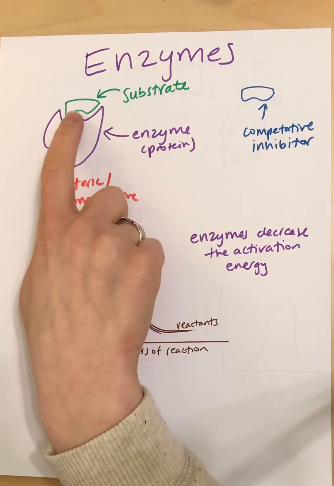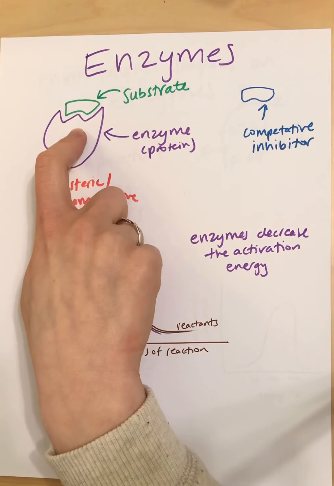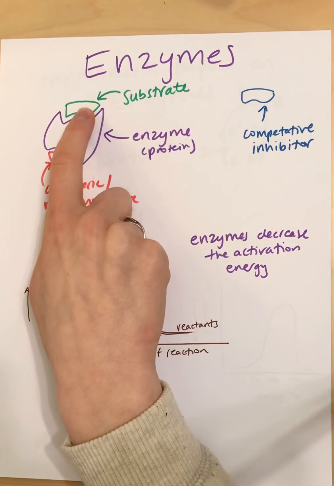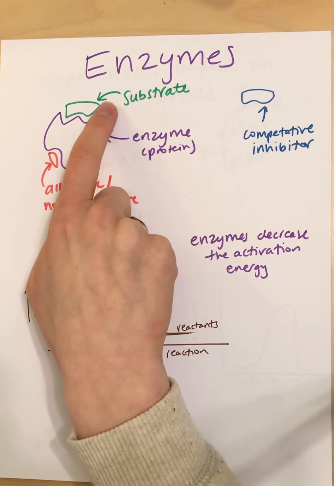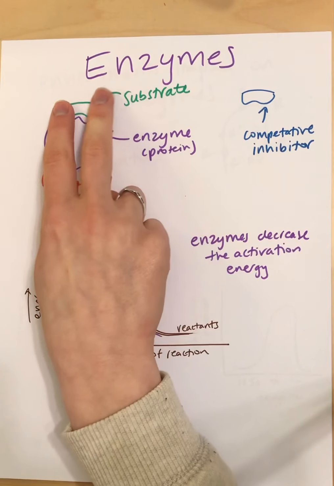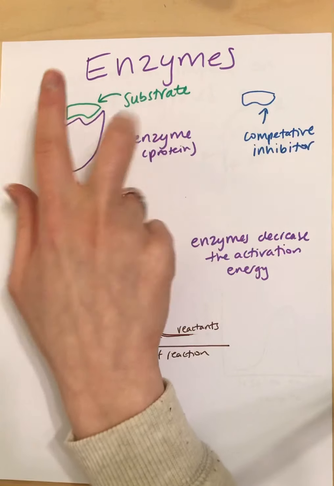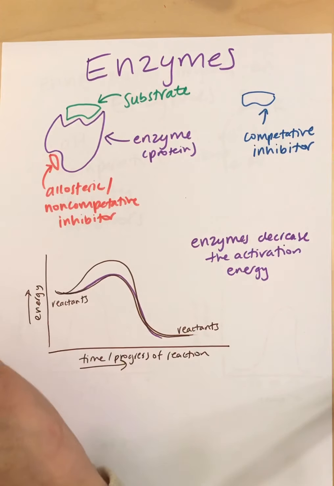Enzymes have an active site. That's where the substrate binds. They act on that substrate by catalyzing a reaction. So that could be taking two substrates and connecting them to be one piece, or it could take one piece and break it into two pieces. Different enzymes do different things.